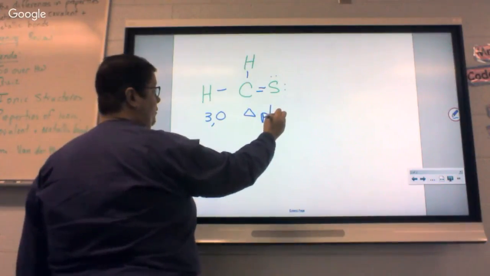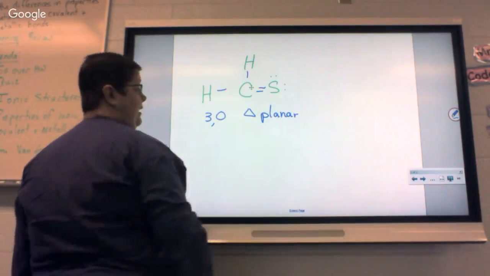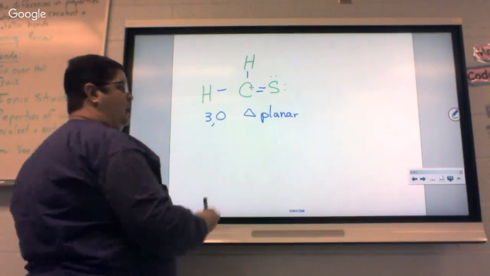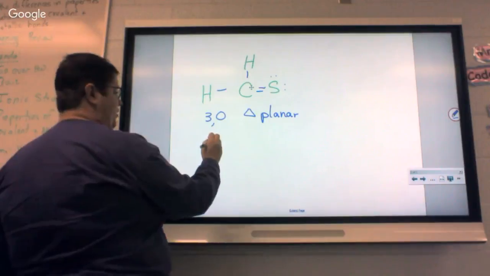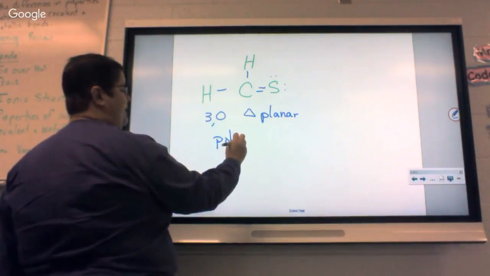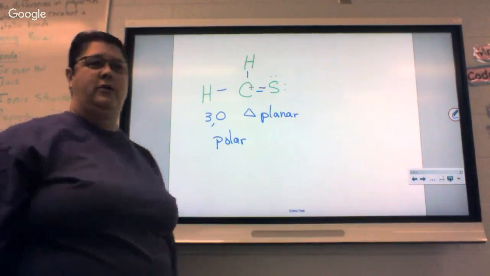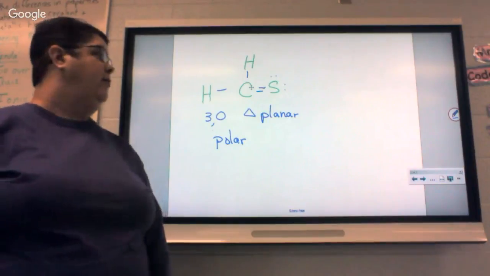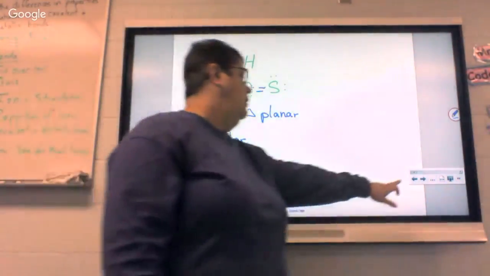Triangular planar. All right. Now, what can you tell me about all 3 bonds? Are they the same or different? So as long as those bonds are different, this is automatically what kind of molecule? Polar. You don't even have to ask yourself if it has lone pairs because it automatically defaults for number 1. So it's a polar molecule. Everybody good with that one? Okay. Number 2.